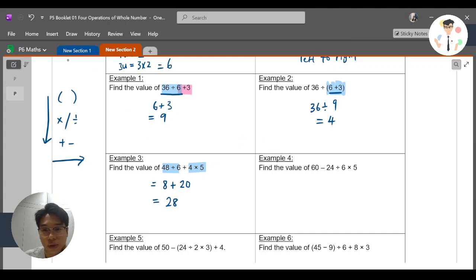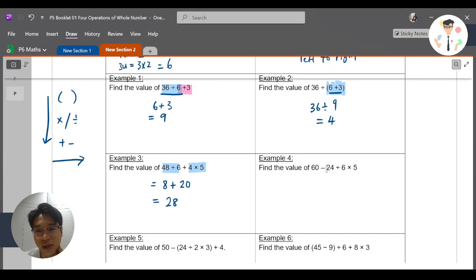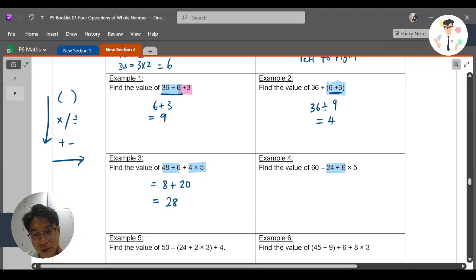Okay, let's move on to the next one. Find the value of 60 minus 24 divided by 6 times 5. Now, again, let's look at here. 60 minus 24. Can I do this first or should I do divide 6 first? Again, according to the level here, I need to do the division first. So 24 divided by 6.